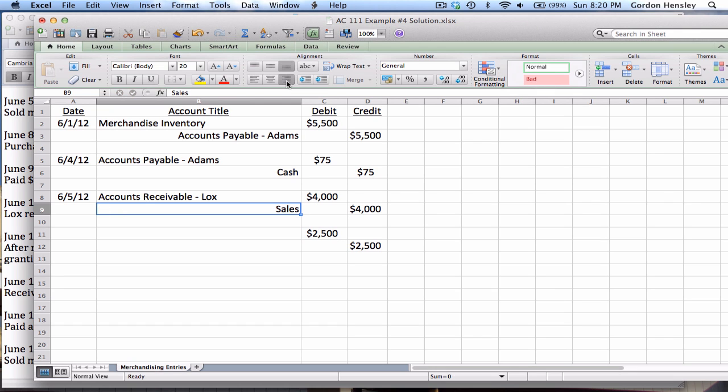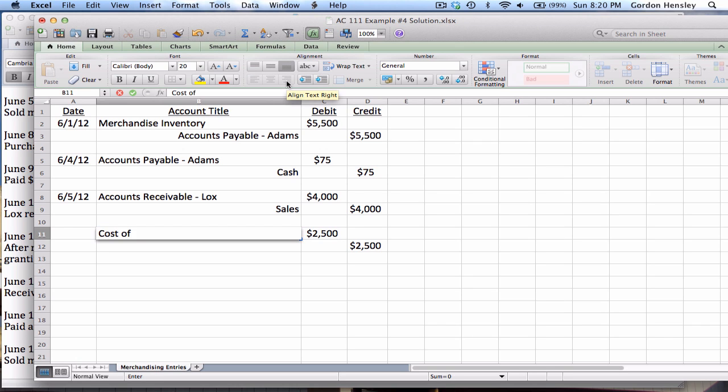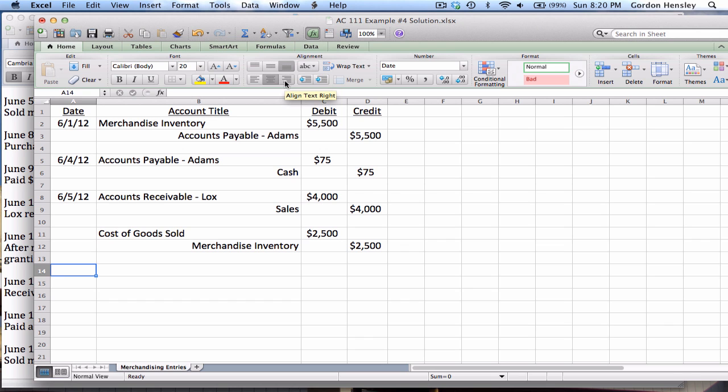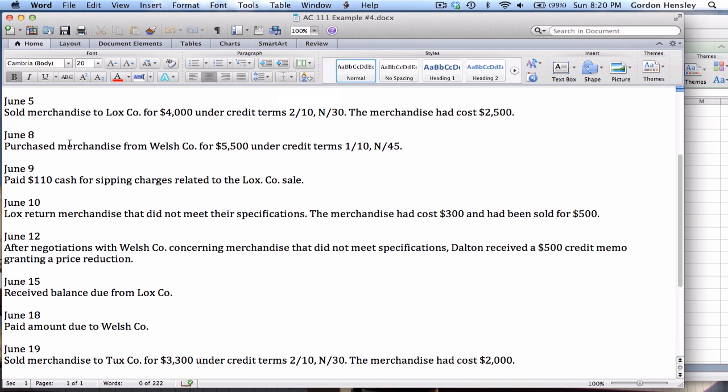Now, if that had been a cash sale, I would have had cash up there as the debit instead of accounts receivable. And then I also have to record the cost. Well, we always do that the same way. We talked about that in our video lecture. It's always a debit to cost of goods sold, and then a credit to merchandise inventory to show that the inventory has been sent. It's been taken out of inventory. So that's our first sale of this particular problem.